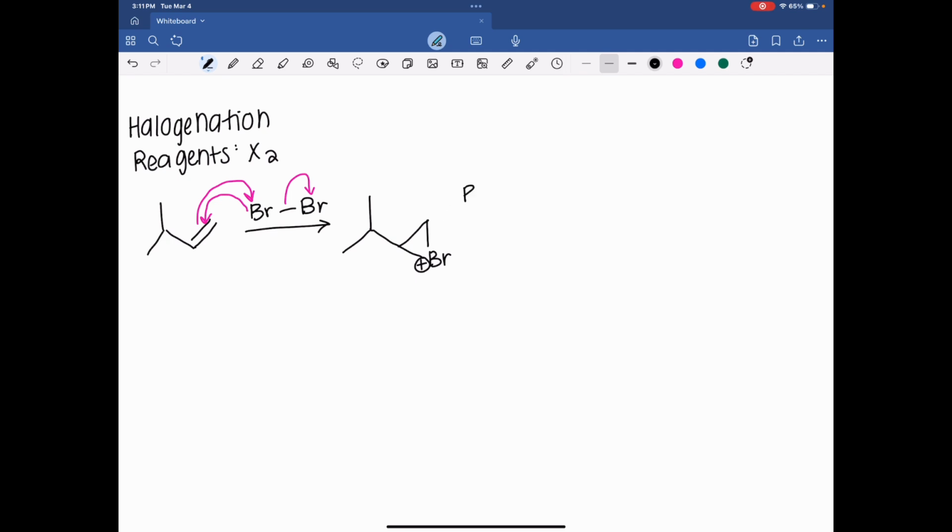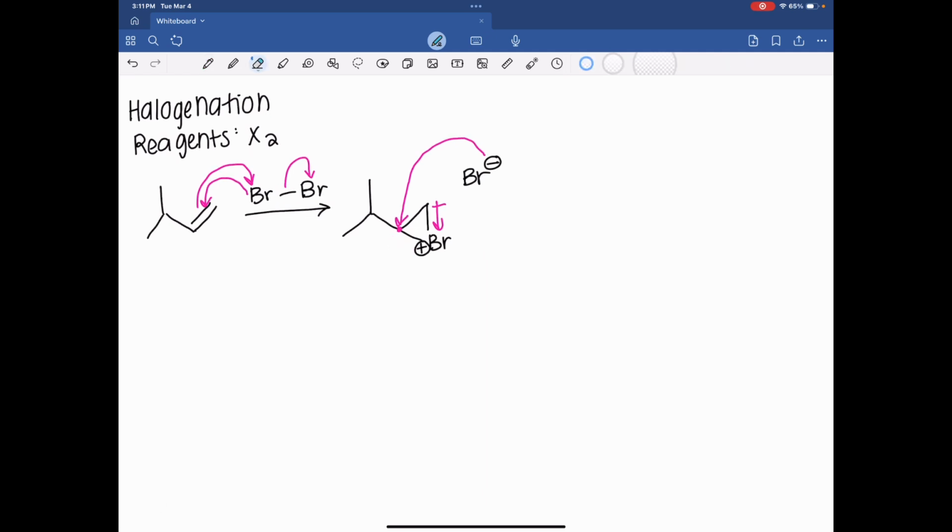So at this point, this Br minus is going to come and attack this ring. I have a dipole here going from here or here, and so it's just going to attack one of these carbons. And when I do this, the bond right here to whatever carbon it's attacking is going to go back to the bromine.